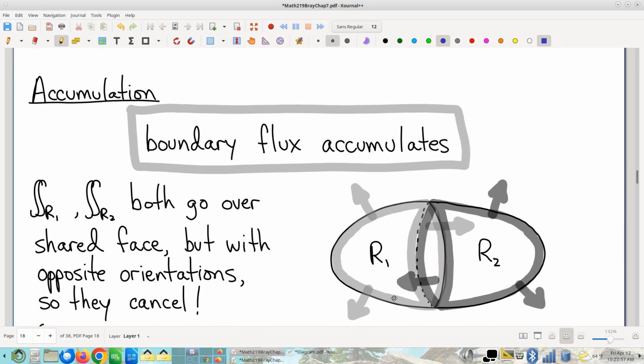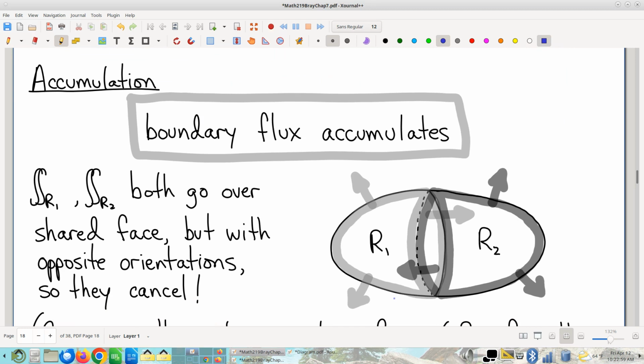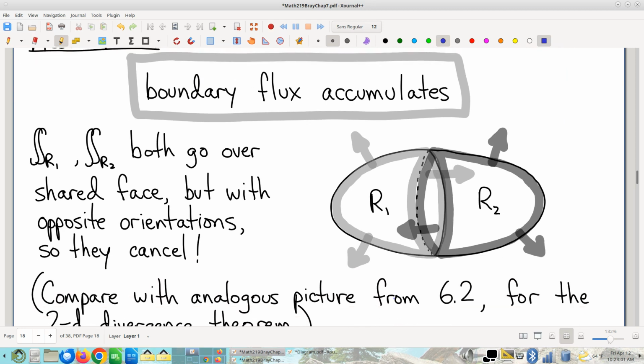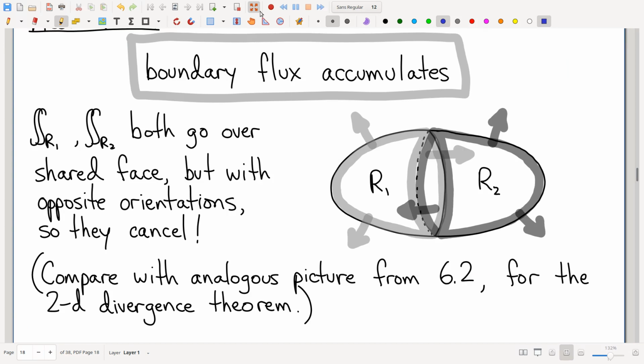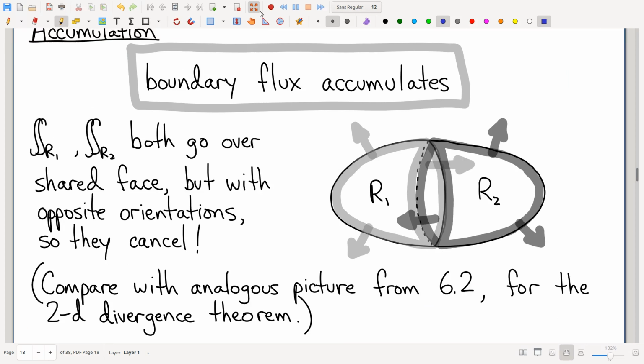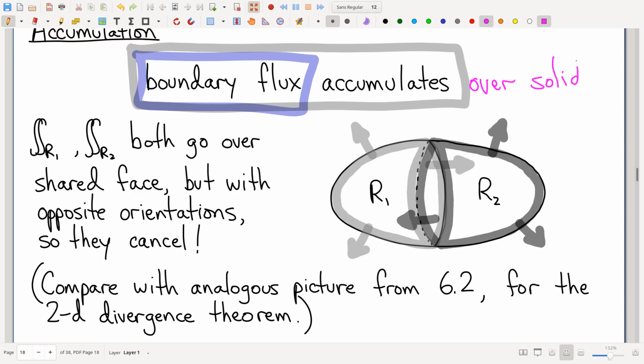Okay. All right. The idea of accumulation. Again, we saw something like this when we were developing Green's theorem. And in particular, what we have here is that boundary flux is our accumulating quantity. Specifically, boundary flux accumulates over solids. I'm going to add that clarification.